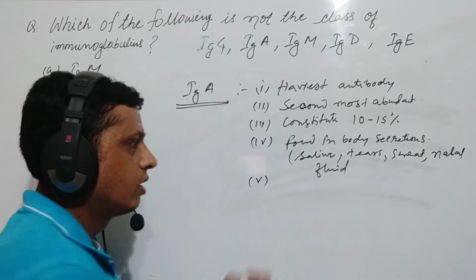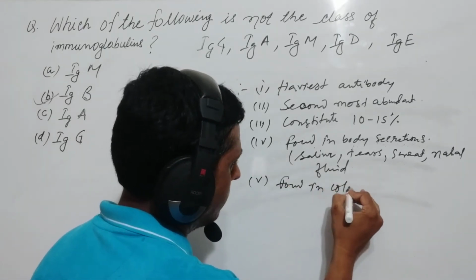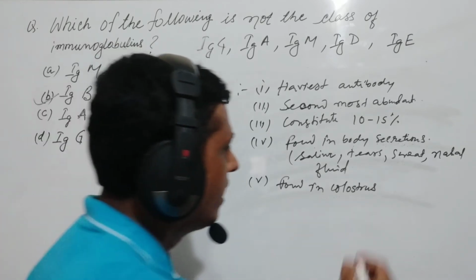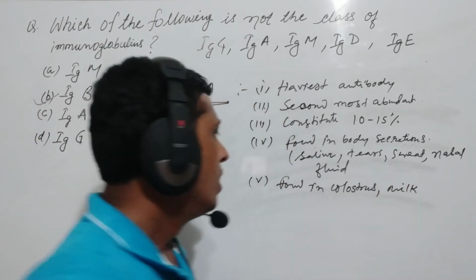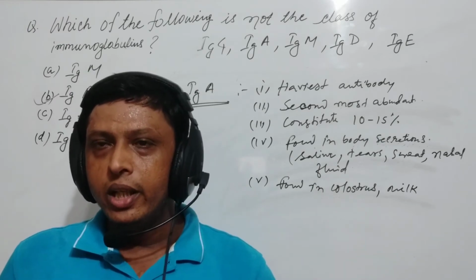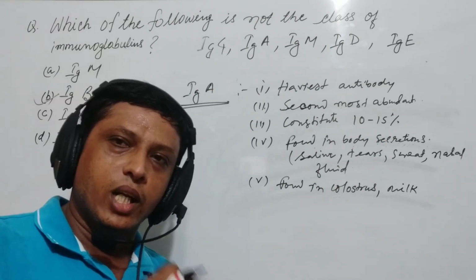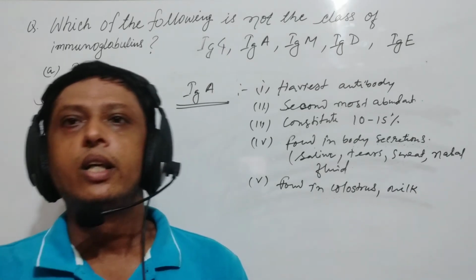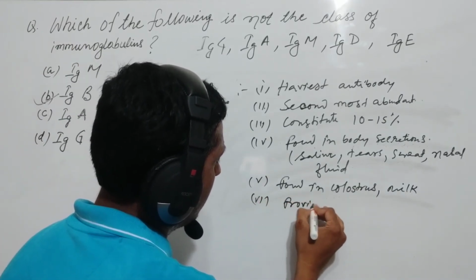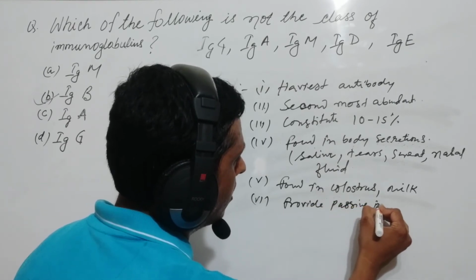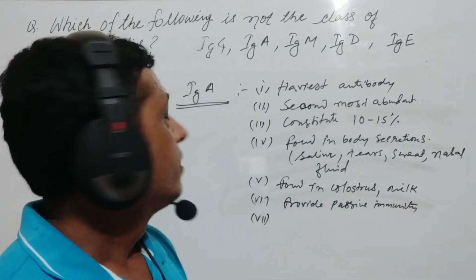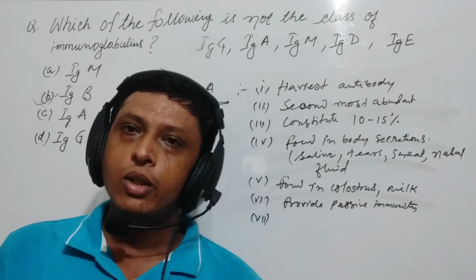IgA is also found in colostrum. What is colostrum? Colostrum is the first mother's milk, which is pale yellow in color and very nutritious, and IgA is also found in the milk. So we can easily understand that IgA also provides passive immunity to the newborn baby, because these antibodies are transferred from the mother's body to the child through the milk or colostrum.